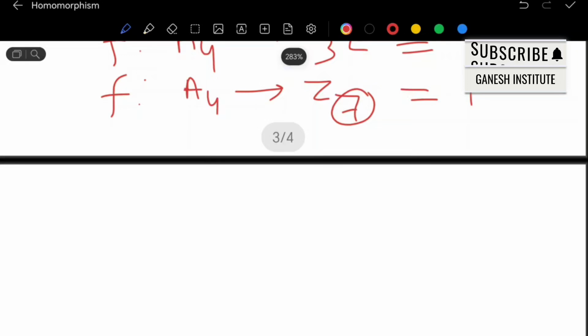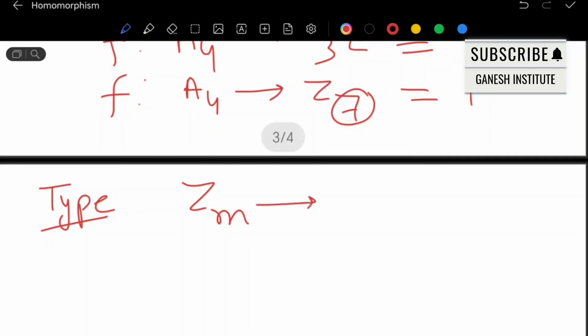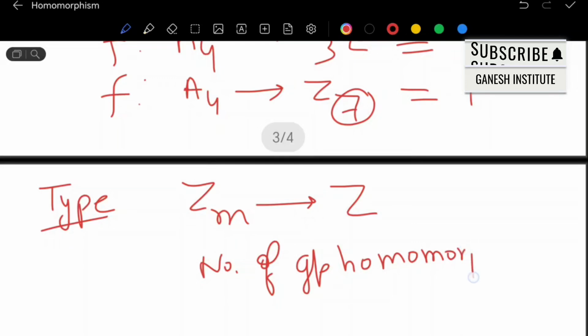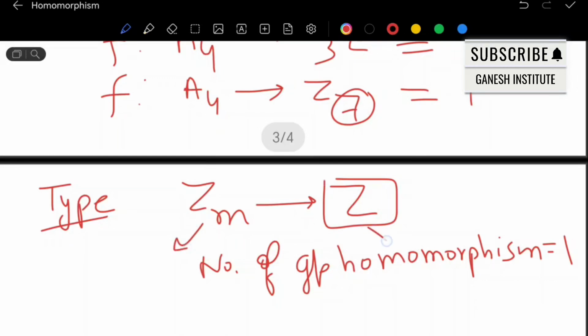Then we have another type. We have just read from infinite to finite. But what if we have finite to infinite? Then also there is no condition or formula. You simply have to see that the number of group homomorphisms here is 1. Finite to infinite: this is finite, this is infinite, and the number of group homomorphisms is 1.